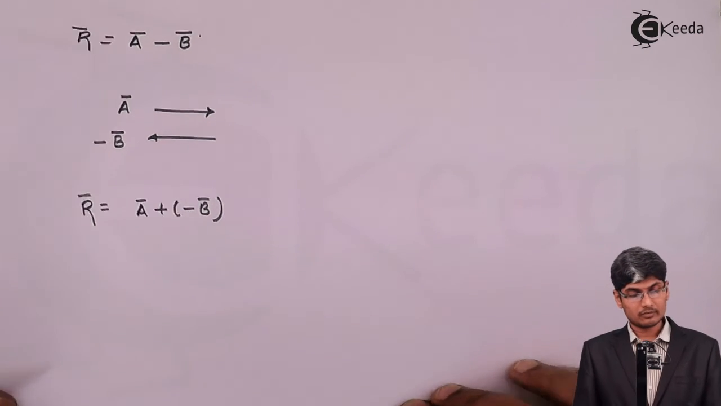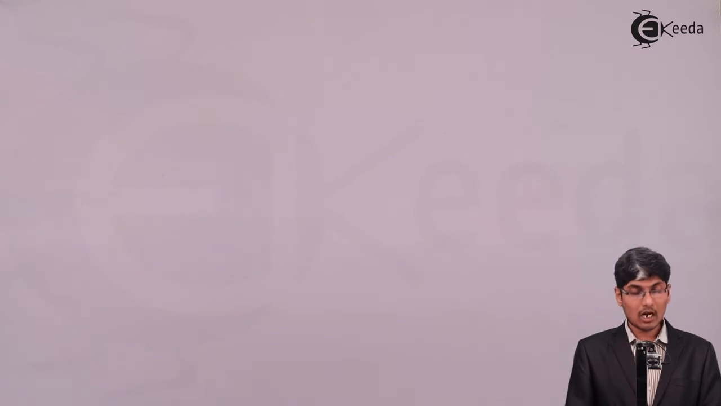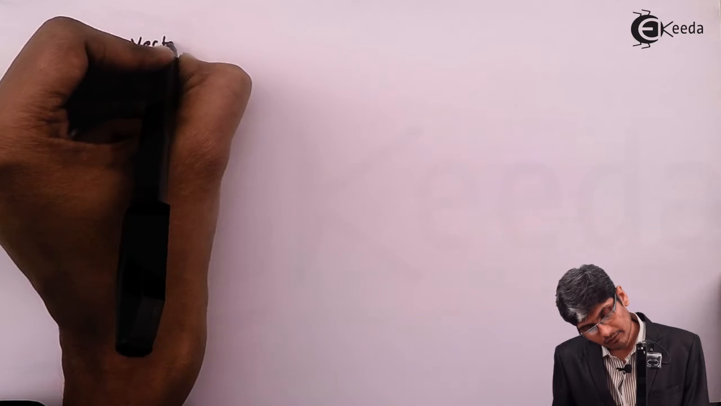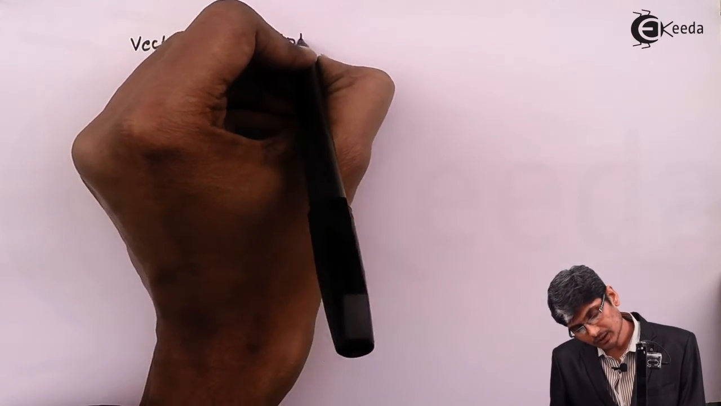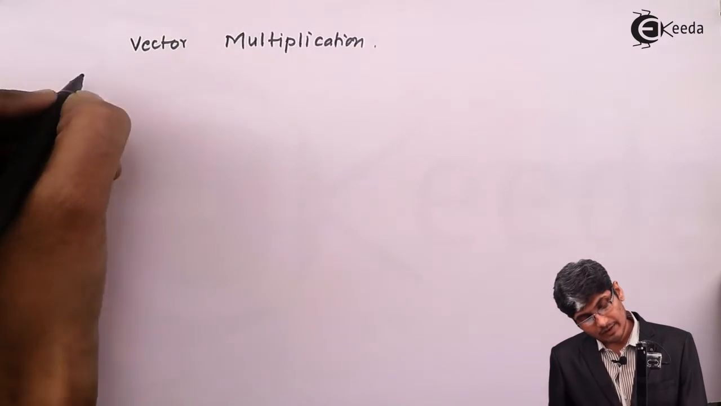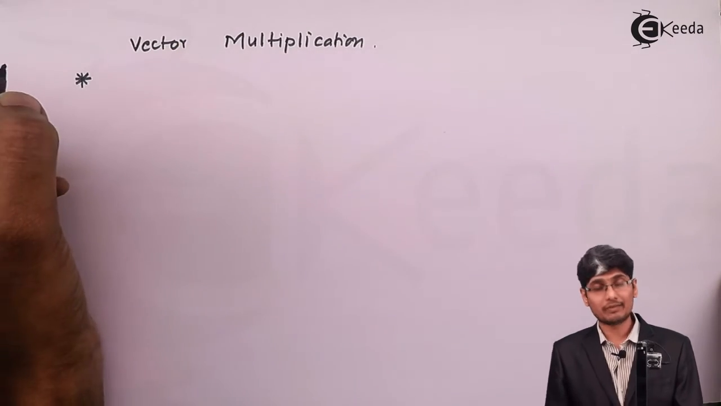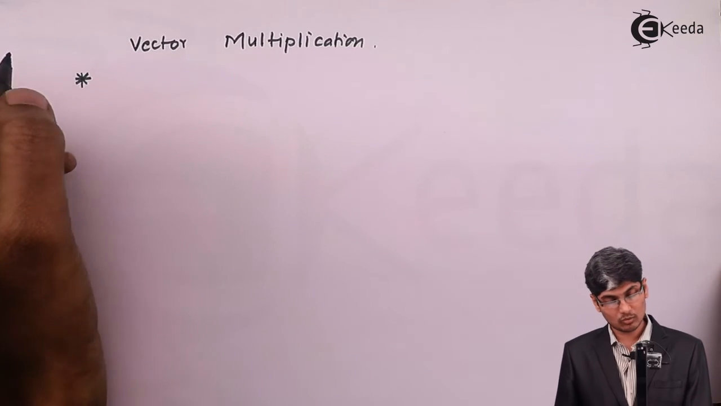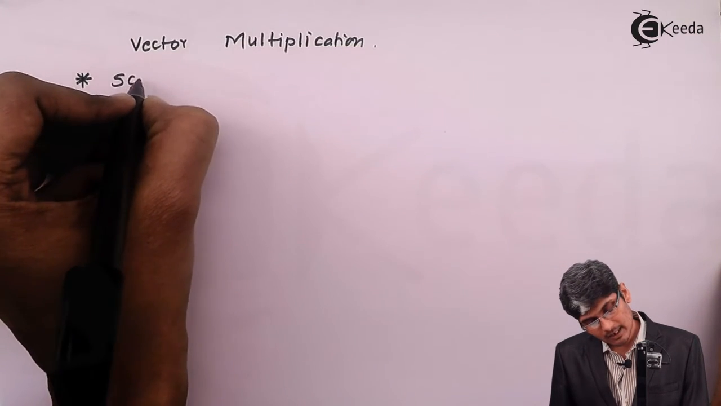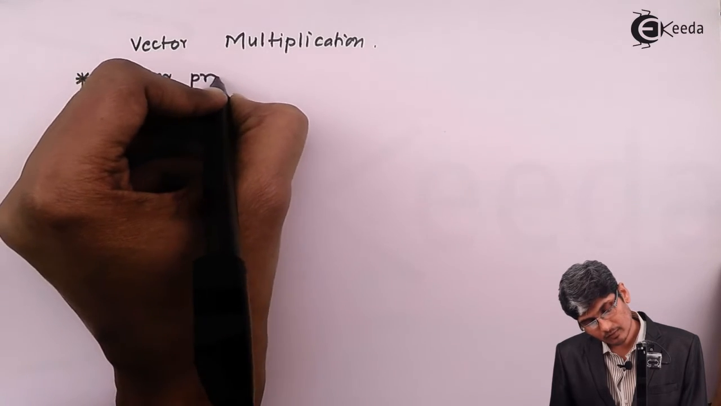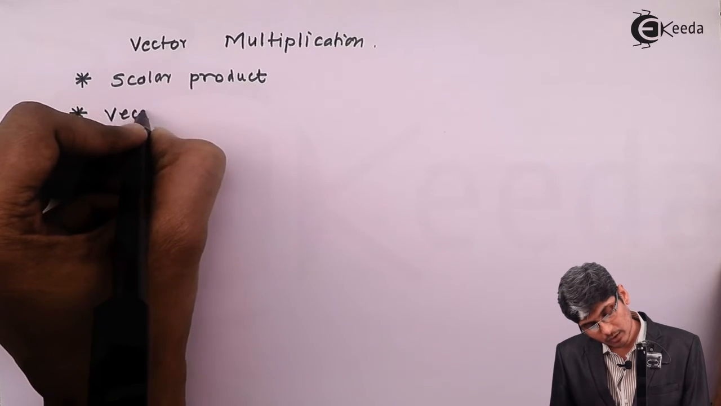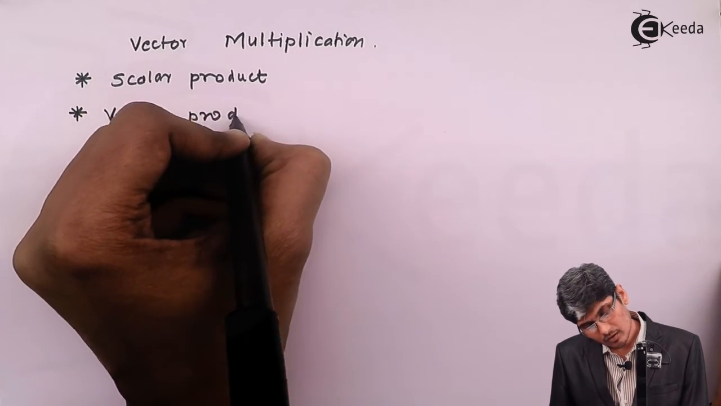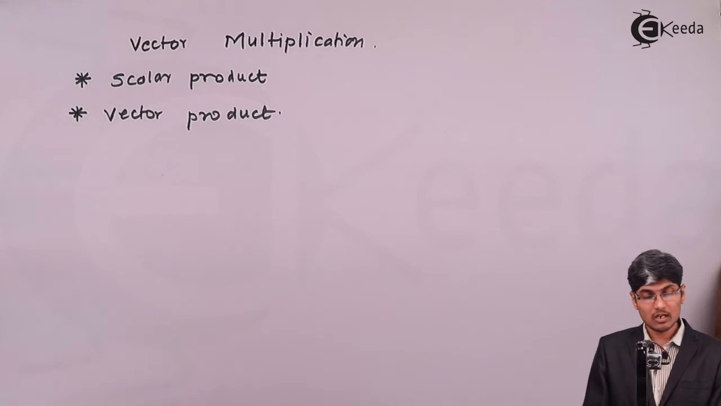Now the major question is how to perform vector multiplication. The next question, which is very important in vector algebra, is vector multiplication. Vectors are multiplied using two methods, which are very frequently used in this whole subject. One we call the scalar product or scalar multiplication, and the second we call the vector product. So we have a scalar product and we have a vector product.